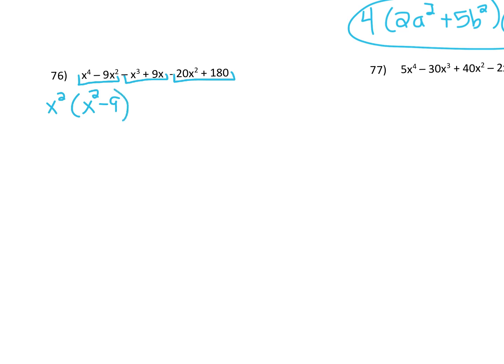Out of the next 2, I'm really just factoring out a negative x in order to be left with that x squared minus 9. And out of the last 2, I'm factoring out a negative 20. And that's going to leave me with that same expression within the parentheses, x squared minus 9. So now we're going to take what's in front of each of these parentheses, and we'll group them as our first factor.